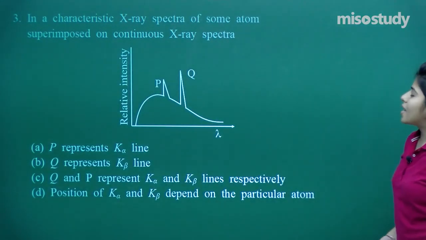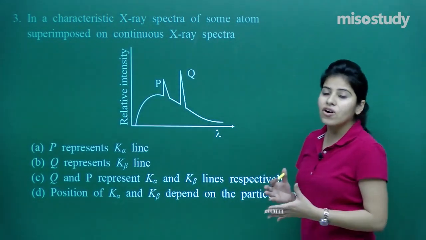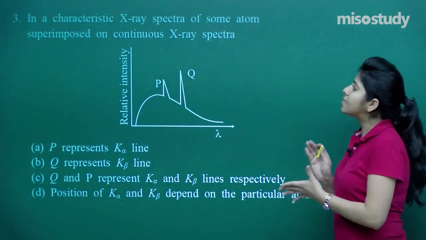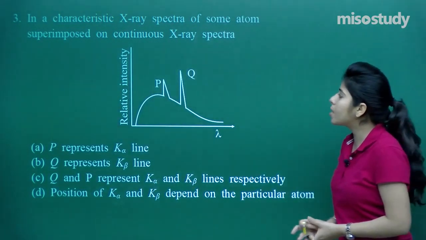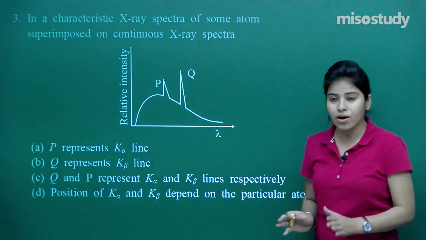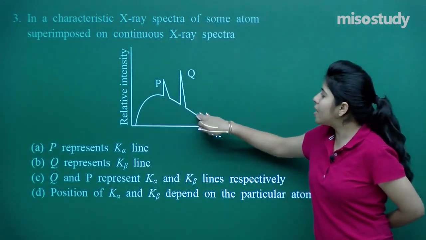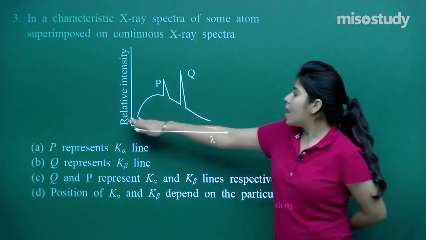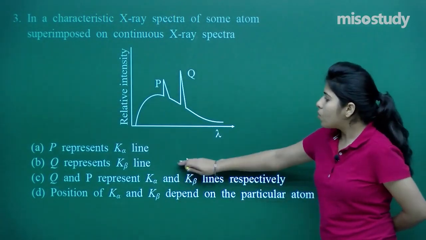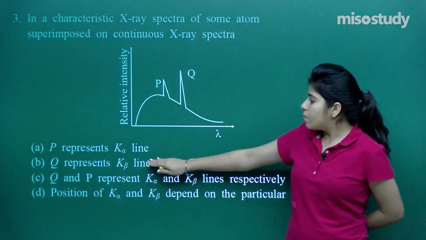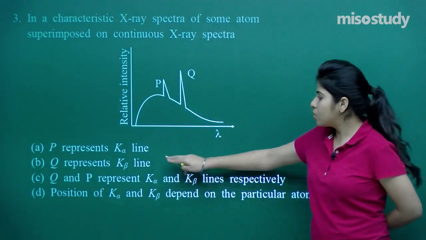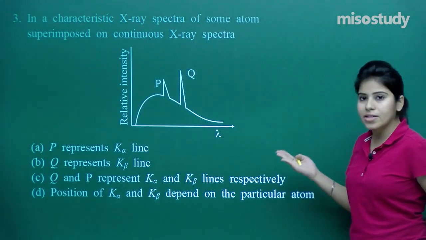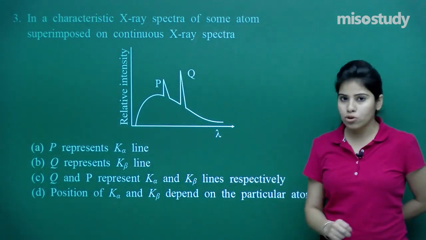So in this question, I can see that an X-ray spectrum has been given before me. We have been told that the characteristic X-ray spectrum of some atom is superimposed on the continuous X-ray spectrum. We have been given these two peaks, P and Q, and in the graph this is the lambda axis and this is relative intensity. What we have to tell is whether P represents the K alpha line and Q represents the K beta line, or Q and P represent K alpha and K beta respectively, or the fourth option.